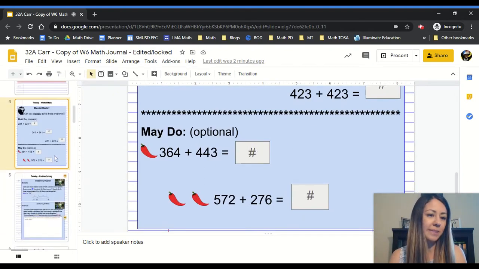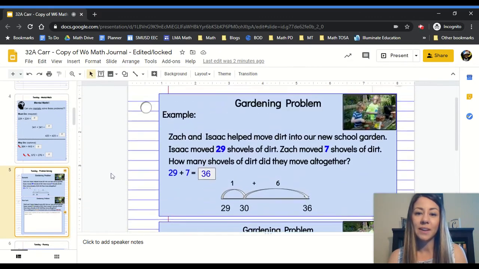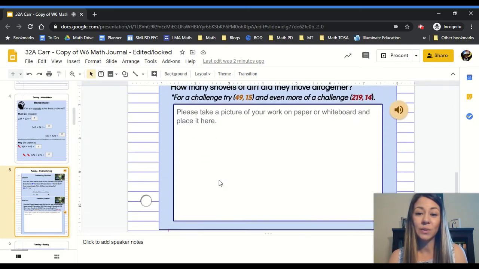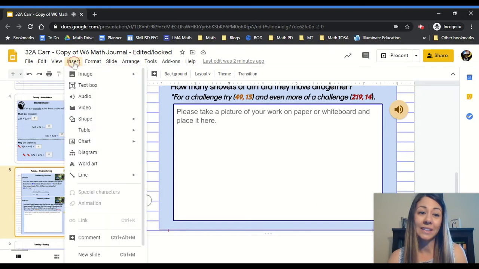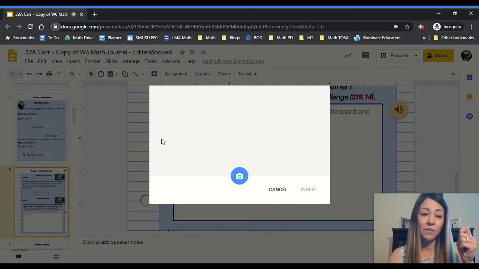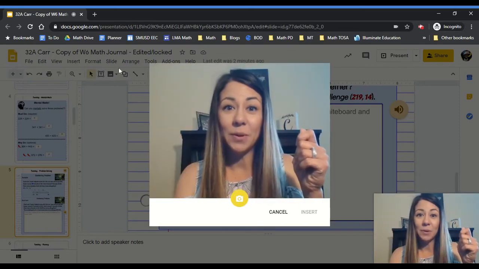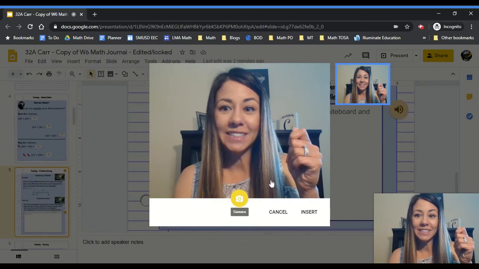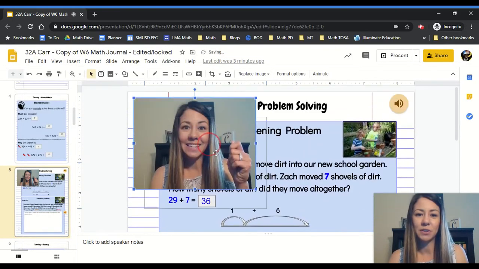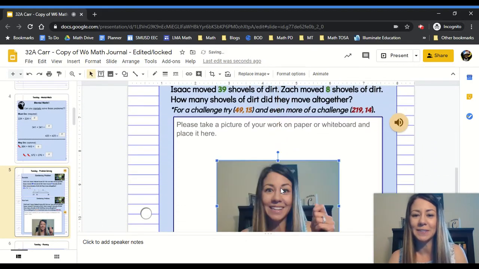For Tuesday's problem solving, you can listen to the problem here and see the example, and then you will solve the picture down below. Be sure to take a picture of your work if you solved it on paper or on a whiteboard. So remember, you can click Insert, Image, Camera. You take a picture of your piece of paper. I'm holding my imaginary piece of paper. Take a picture and then insert. And hopefully you'll have a picture of your work and not just a silly selfie like I do.